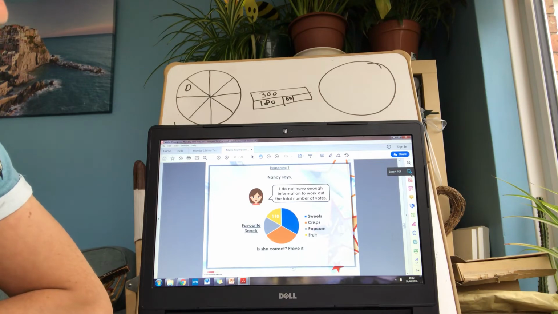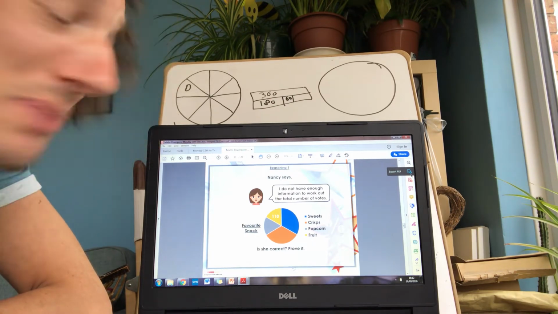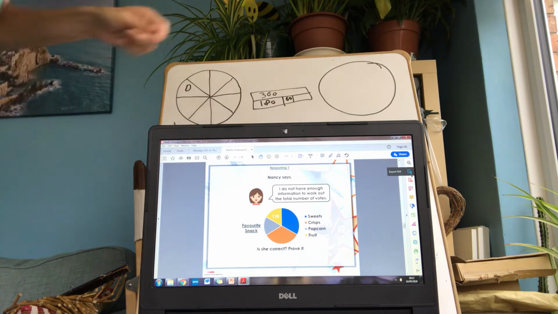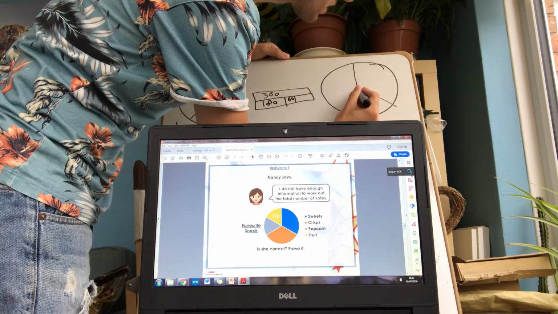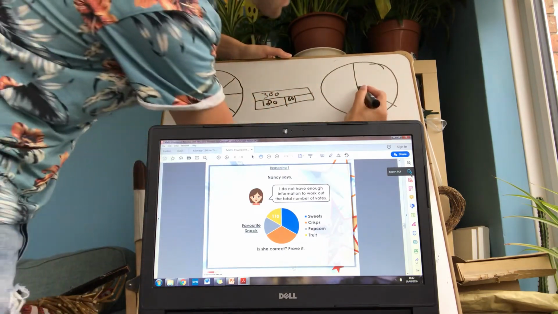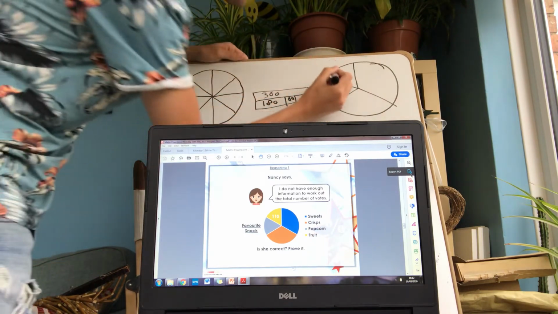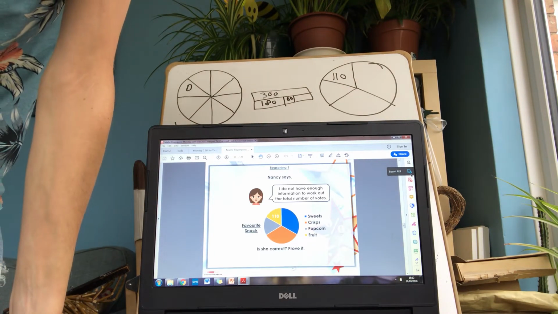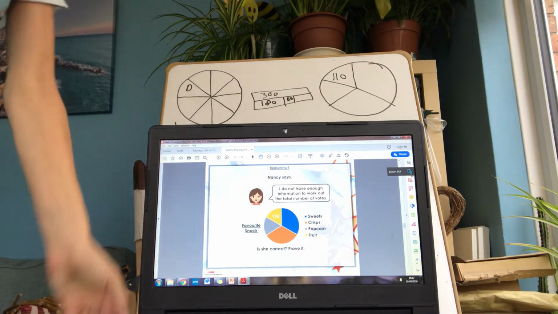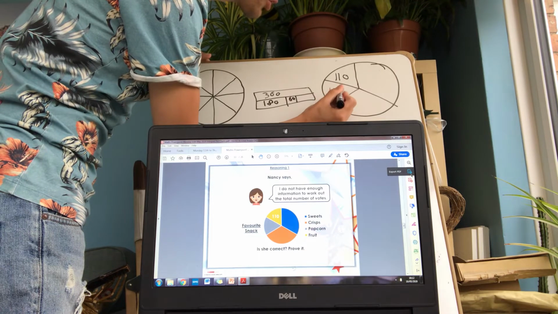Nancy says, I do not have enough information to work out the total number of votes. Is she correct? Well, actually, I think Nancy needs to have a look at herself. I think she's being lazy. So, let's draw this one out. So, we've got that, and then we had another one like that again, and then we had that, didn't we? I don't think I've done a bad job there. And we know that this one's 110. Okay, so Nancy says she's not got enough information to find the total number of votes. Well, we know that that is 110, and that one's exactly the same size, so that will be 110 as well.